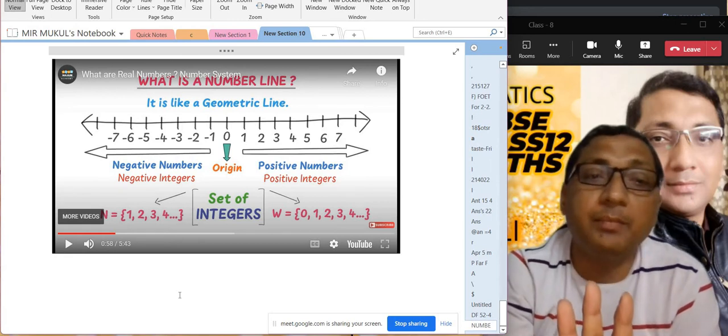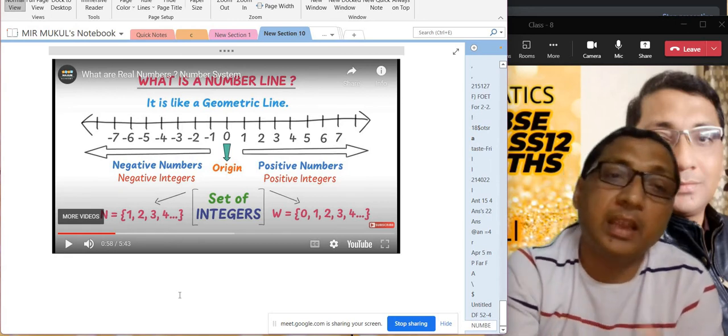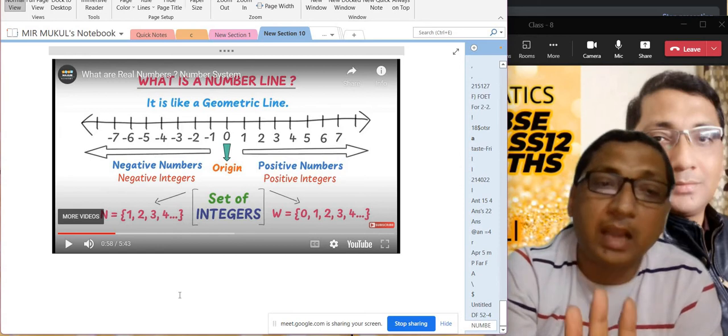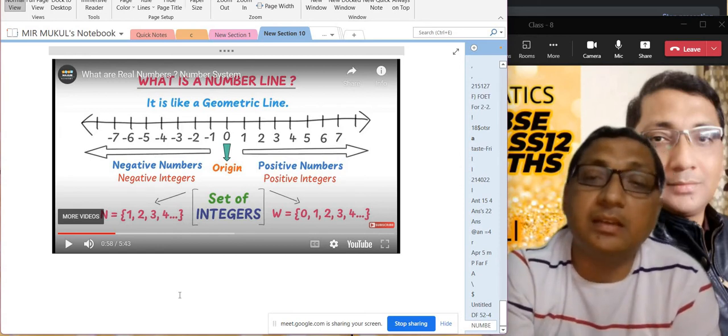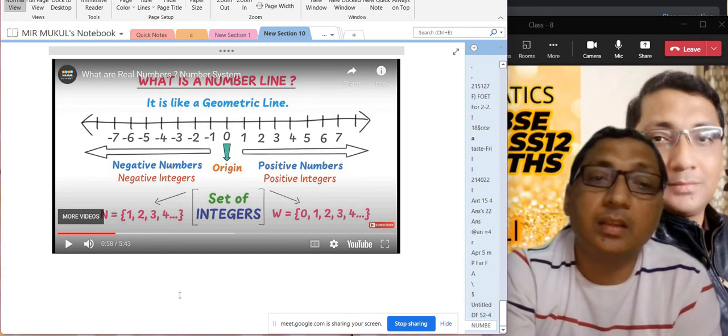So here for negative numbers, we are not saying anything. Negative numbers are integers, but natural numbers will be part of those integers. Is it clear? Yes, sir. Okay.